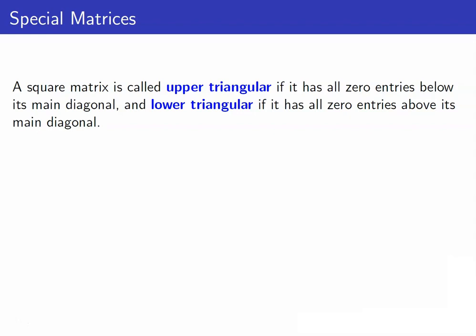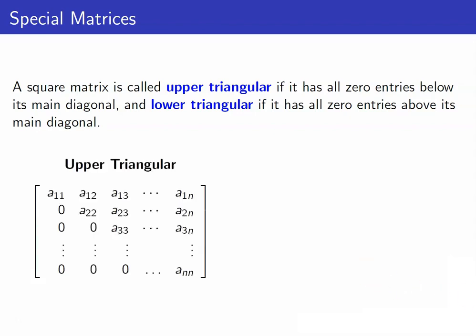The first one is an upper triangular matrix. It has all 0 entries below its main diagonal. And a lower triangular matrix is a matrix wherein you have all 0 entries above its main diagonal. This is how an upper triangular matrix looks like. These are your main diagonal entries. And all of the entries below your main diagonal are zeros. The only possibilities wherein you would have non-zero entries would be here. So that's why it's called upper triangular, because the non-zero entries would appear here.